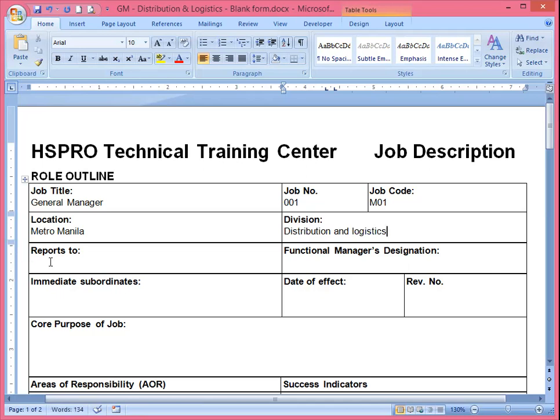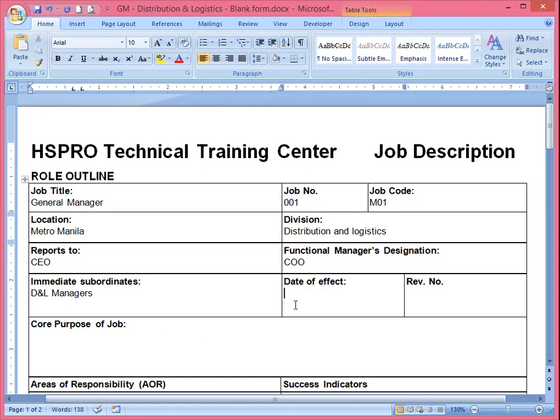All right. And then reports to. Maybe he is reporting directly to the CEO. He could be the CEO or the COO, his functional manager, chief operating officer. Okay. Immediate subordinates. This division is about distribution and logistics. So maybe distribution and logistics managers would be his subordinates, DNL managers. So we just say managers. Could be more than one DNL managers.